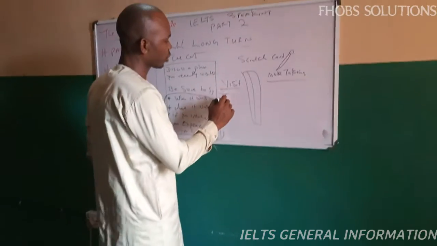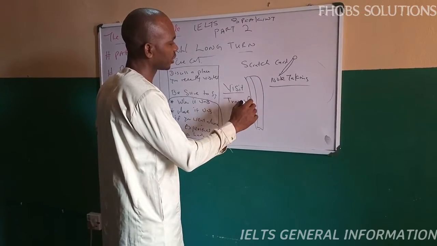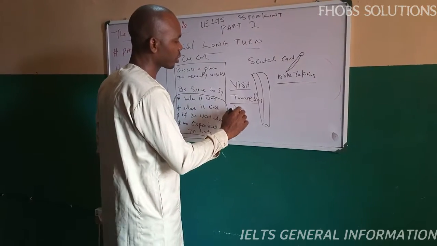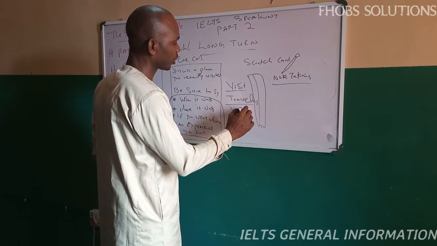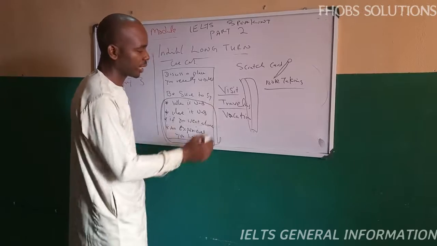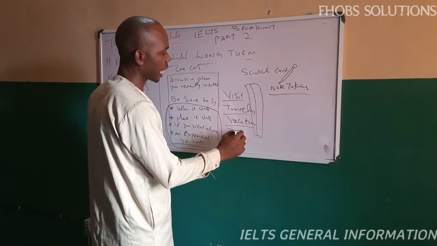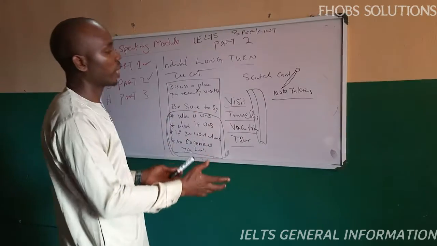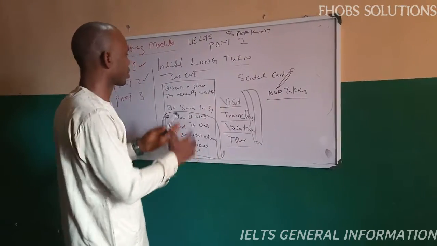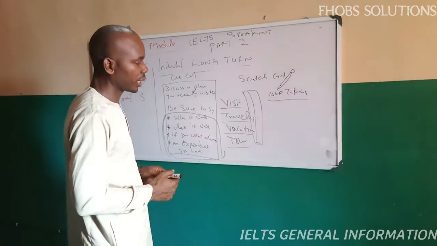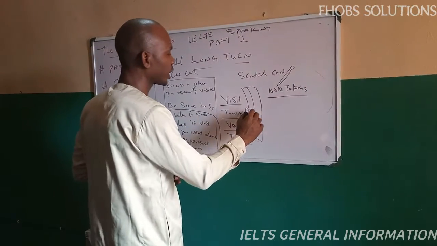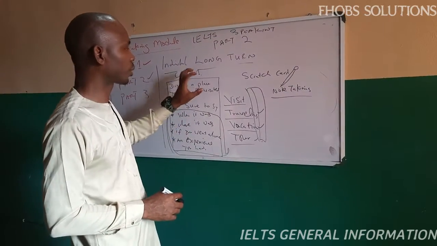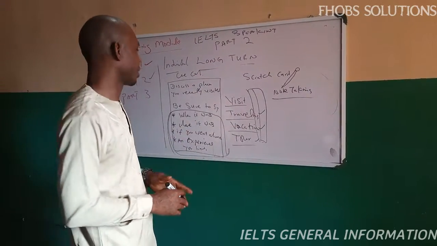I can do something like traveling. So visit has to do with traveling. In a way, it has to do with vacation. It has to do with having a tour. So these are some of the words I can quickly think about in regard to this topic. So it means that I need to take note of them on my scratch paper. Depending on the topic, you will have several others, right?